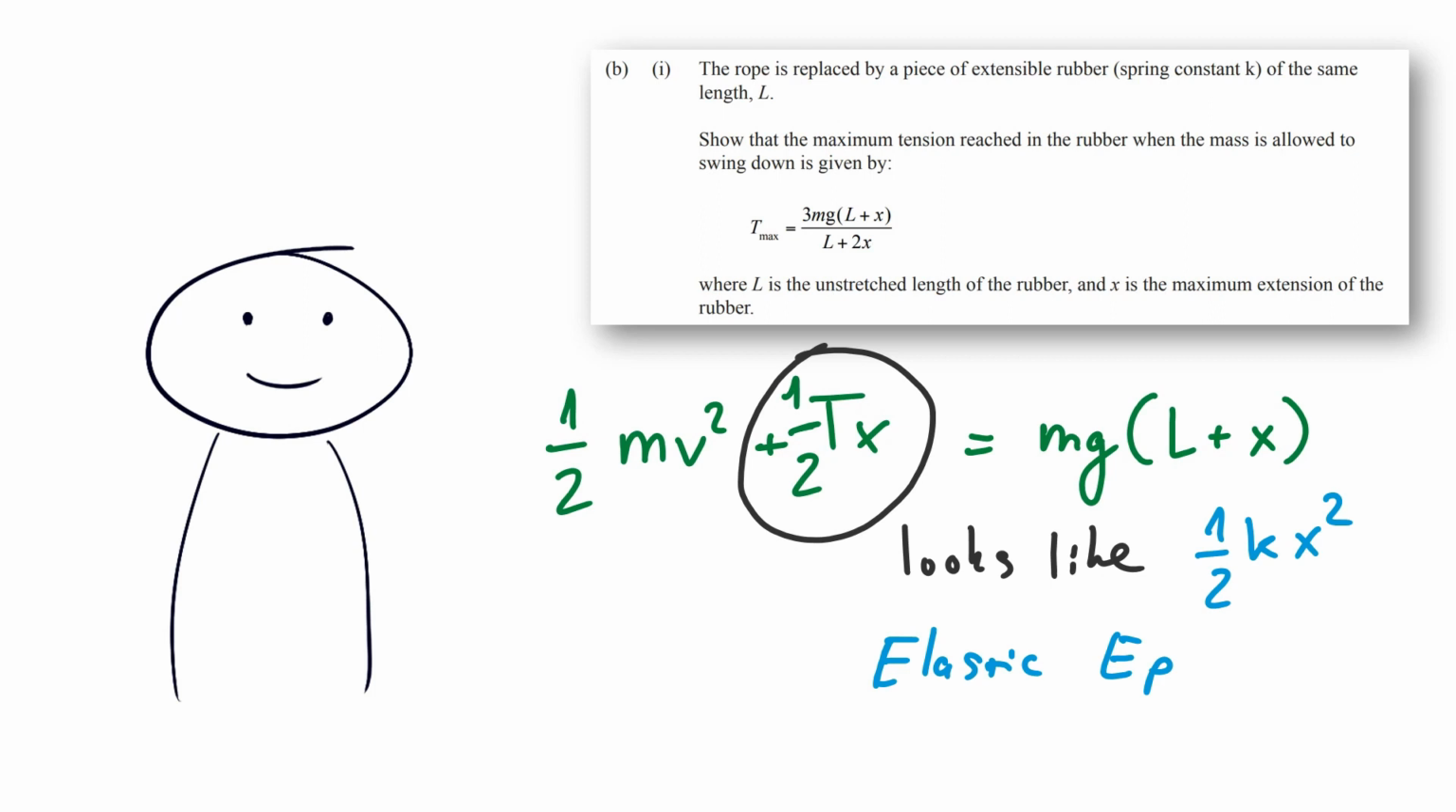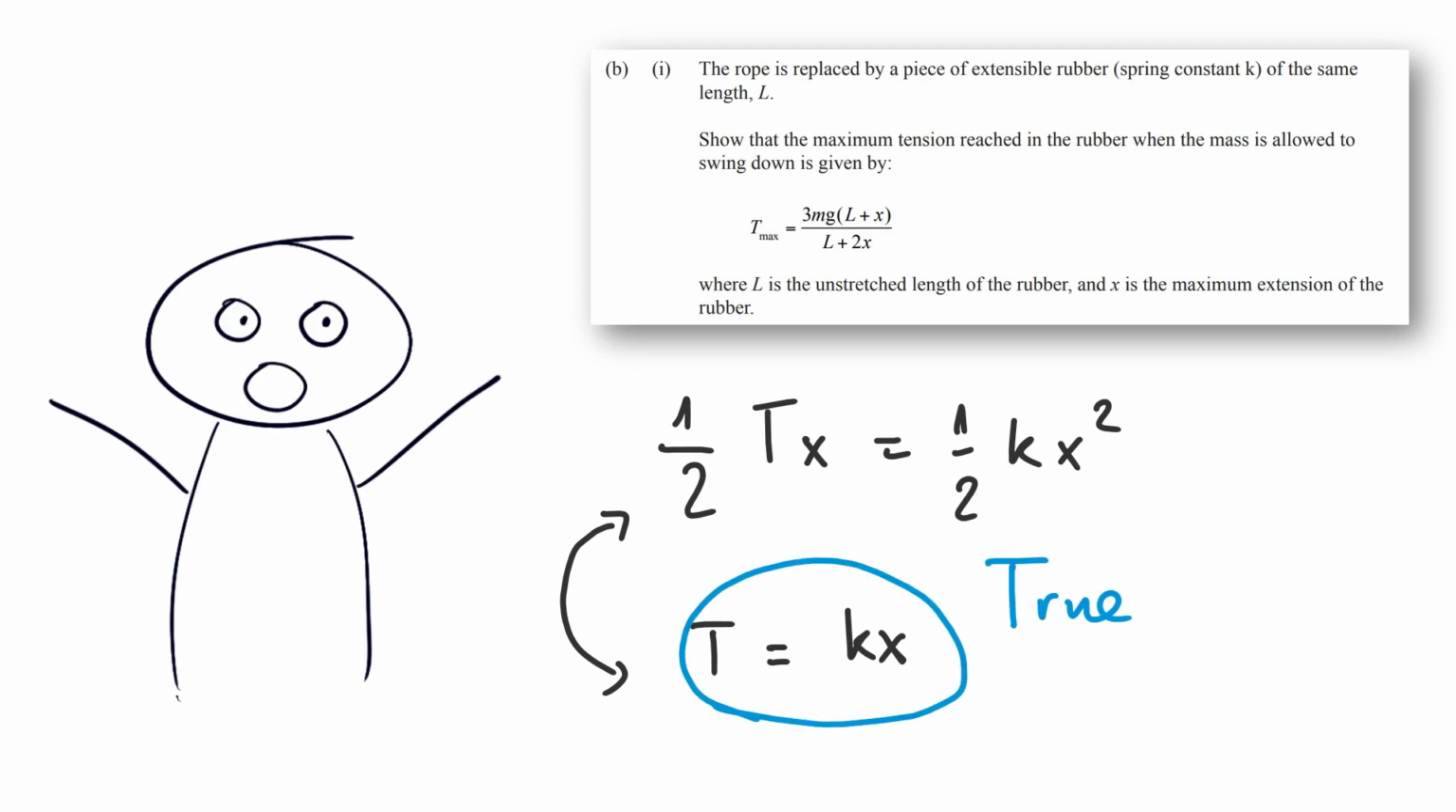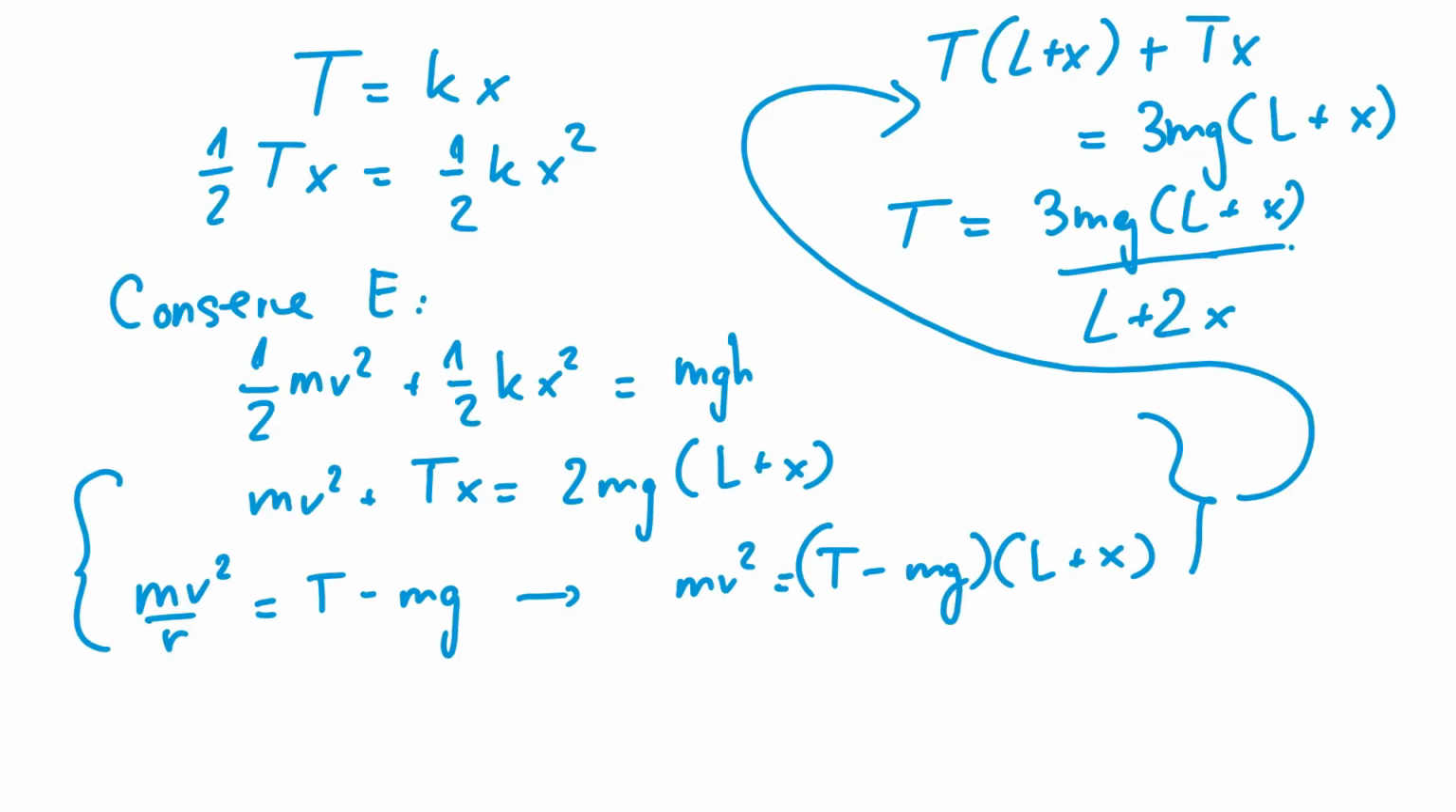But it doesn't look like the typical formula 1/2 kx squared. So, what if they are actually equal to each other? We can indeed see if this is true or not. Just by putting 1/2 Tx equals 1/2 kx squared, we get T equals kx. And as it turns out, this is indeed true, because it's the same as F equals kx, or the restoring force of a spring. So now, after you have untangled the mess, you can basically work your way up again.